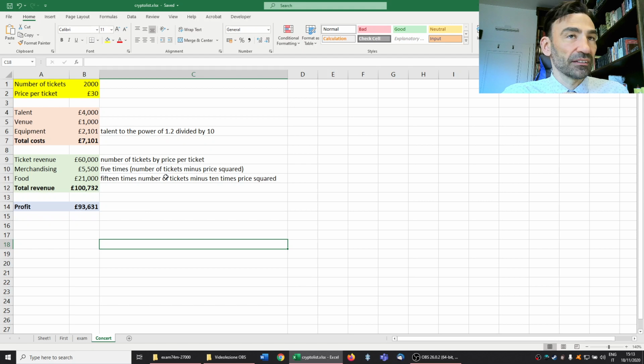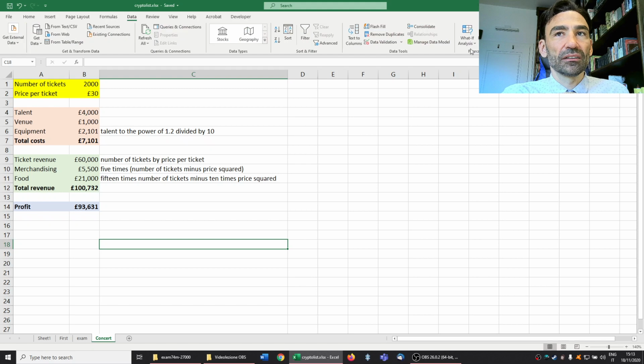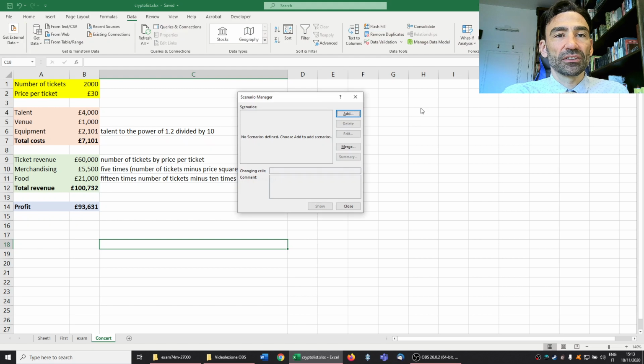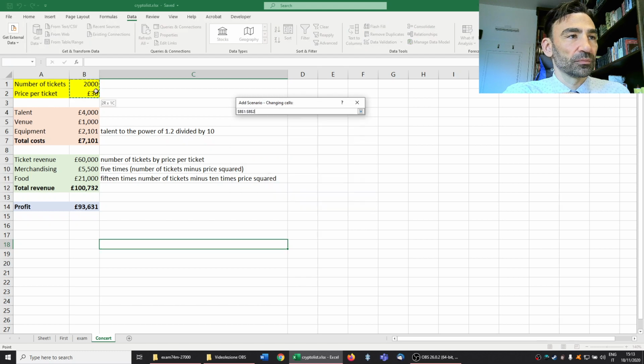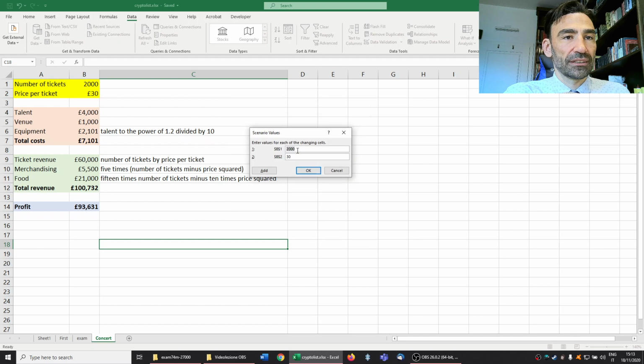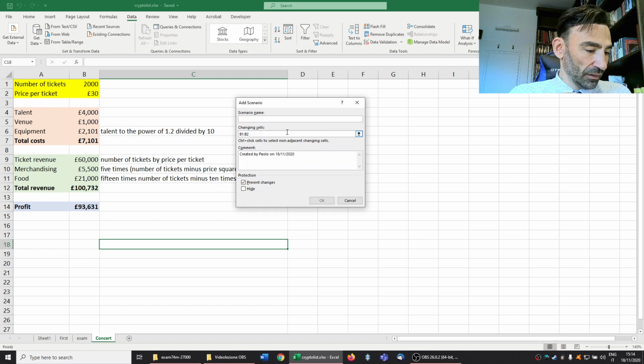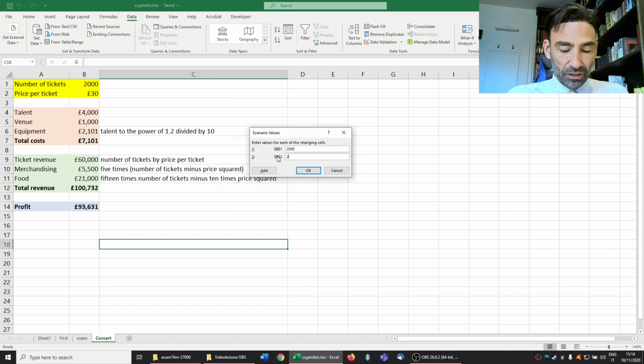So, Data, What-If Analysis, Scenario Manager, Add. Scenario name: few tickets. Changing cells: number of tickets, 1000. Okay, another scenario. Low price. We now reduce the price to 20.